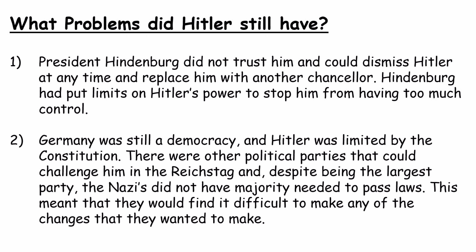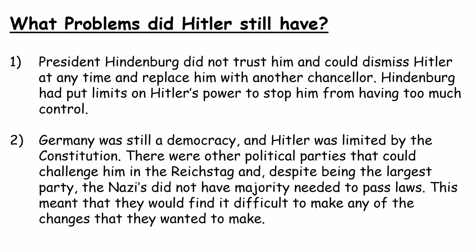Hindenburg is showing that he doesn't trust Hitler by limiting Hitler's power. He makes von Papen his vice-chancellor, and he also only allows 2 Nazis in the cabinet. So this is stopping Hitler from having the control that he wants. The other thing that's limiting Hitler's power is that Germany, for now, is still a democracy. Hitler's limited by the constitution or the rules. So there are other political parties. The other parties can challenge him. The Reichstag could challenge him. And despite being the largest party in the Reichstag, he's just short of a majority. He's got like 40-something percent. I think, or is it 37%?